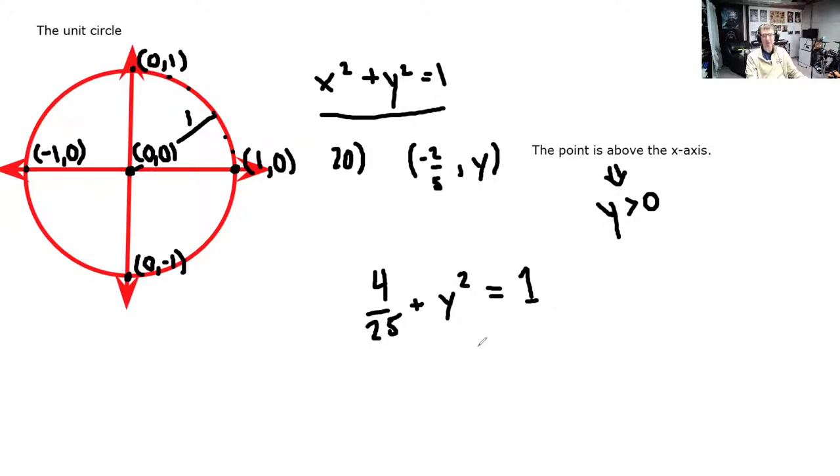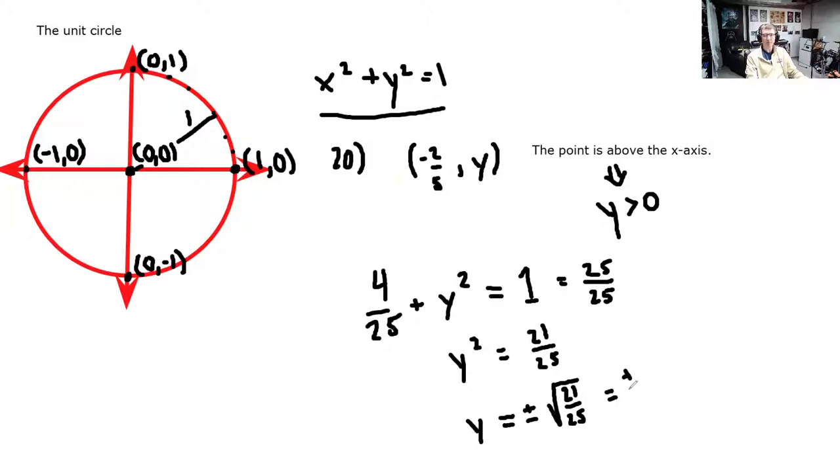We subtract the 4/25 over, which gives us that y squared is 21/25. Right, 1 is equal to 25/25. So when I take away 4 of them, we're at 21/25 still. When you've got something like this, then you have y is, you're square rooting both sides, so plus or minus the square root of 21/25, which is plus or minus the square root of 21 over 5.